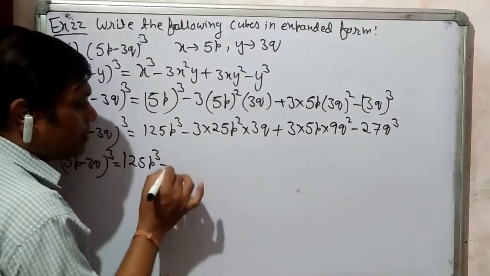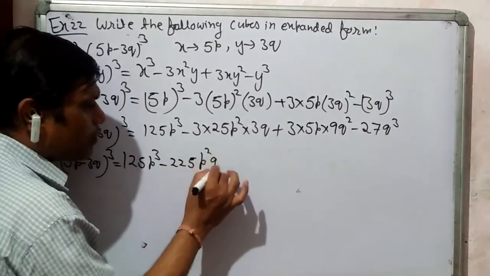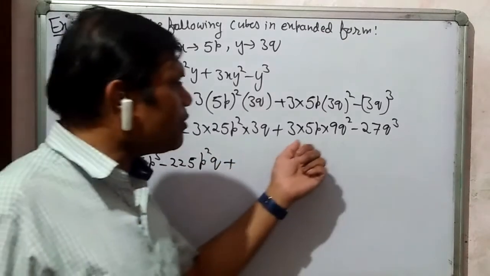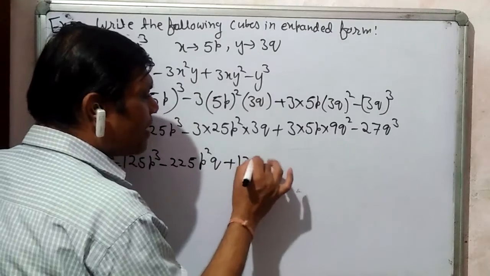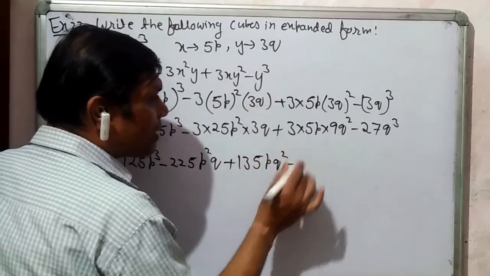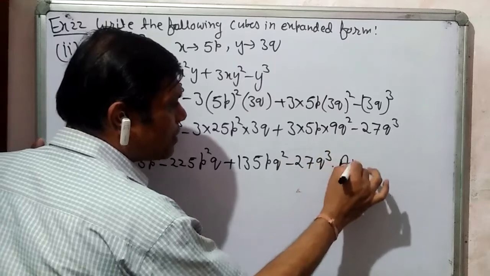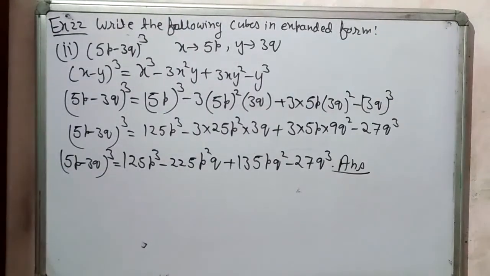25 into 9 is 225 p square cube, plus 3 into 5 is 15, 15 into 9 is 135 p cube square, minus 27 cube. That's the answer for this particular example.